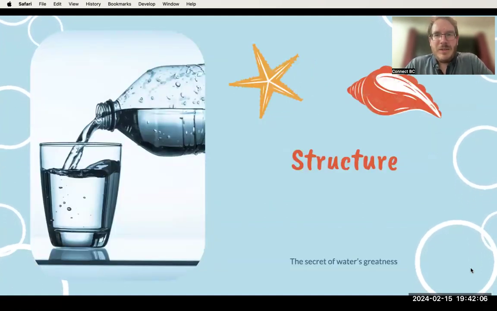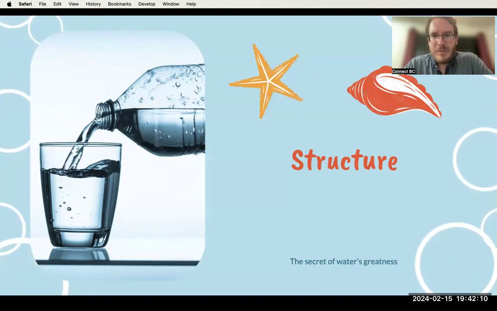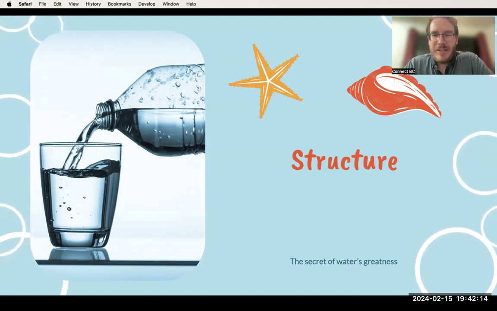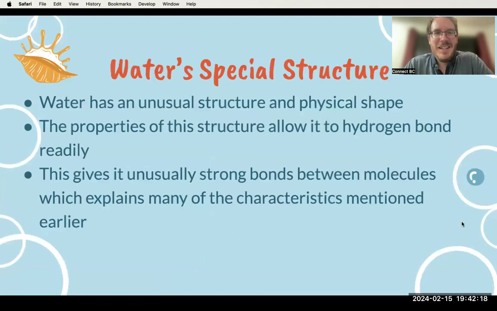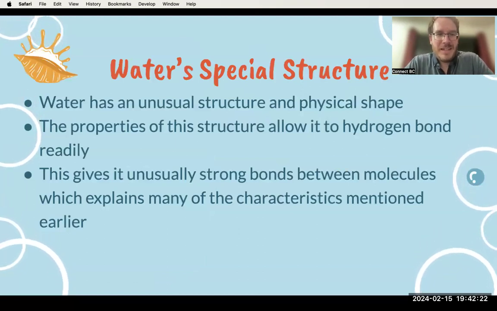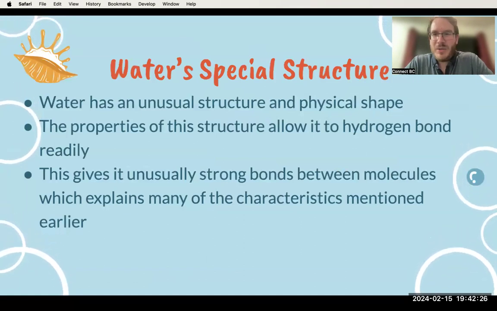All right, so we've had a look at some bits and bobs about why water is really cool and important, but how? Like, why is it good? What gives it these key properties? And I'll give you a clue, it's chemistry. Let's have a look. So water has a very unusual structure and physical shape. And so part of this is the properties of the structure allow it to hydrogen bond easily.